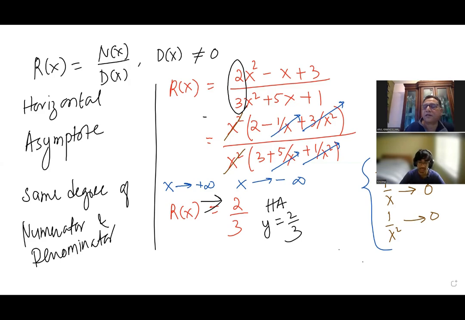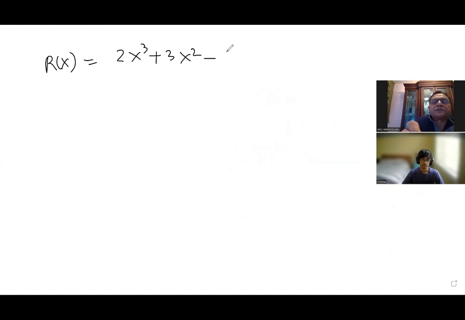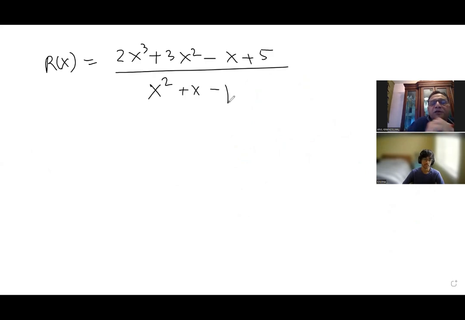Very good. So let me clear the screen and take up that case. So let us say we have a rational function, okay, and this time we are keeping the degree of the numerator slightly higher. Let's say 2x cubed plus 3x squared minus x plus 5. I'm just writing random values here. And then in the denominator, we have x squared plus x minus 1. So the degree of the numerator is 1 higher. So what is going to be the oblique asymptote?